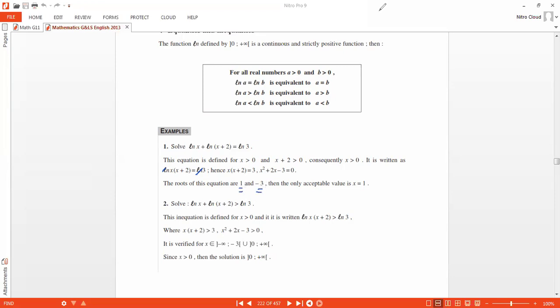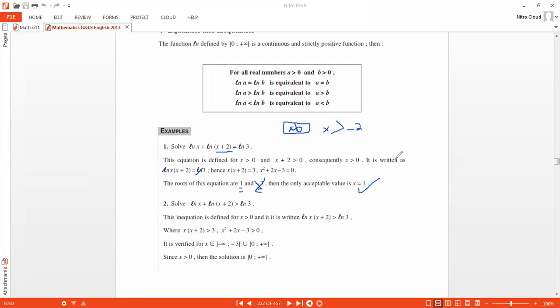Before starting to solve, you have to take conditions here. I have two len, so I have to take two conditions. The first condition is that x is greater than 0. And the second condition is x is greater than minus 2. So x greater than 0 and x greater than minus 2, I will go with x greater than 0. In this case, 1 is accepted and minus 3 is rejected. So the only solution for this equation is x equals 1.